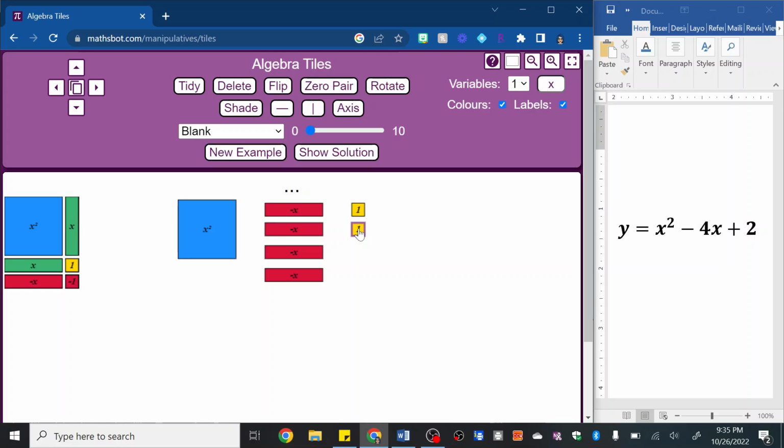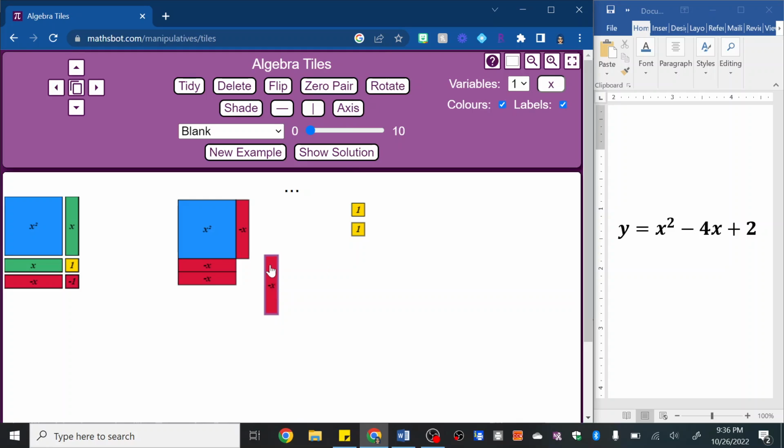I need to use the blue blocks and the red blocks to create squares. So think about it. How could I rearrange the blue blocks and the red blocks to somewhat represent a square of sorts? If I put 2 of the red blocks at the bottom like this, and if I rotate these 2 here, I notice that I've got the formation of something that looks like a square, but we're not there yet.